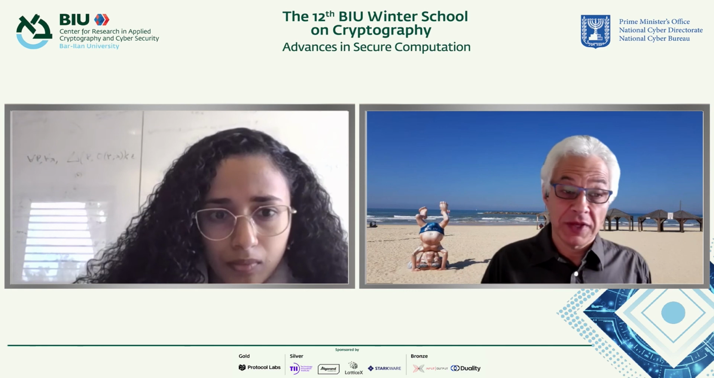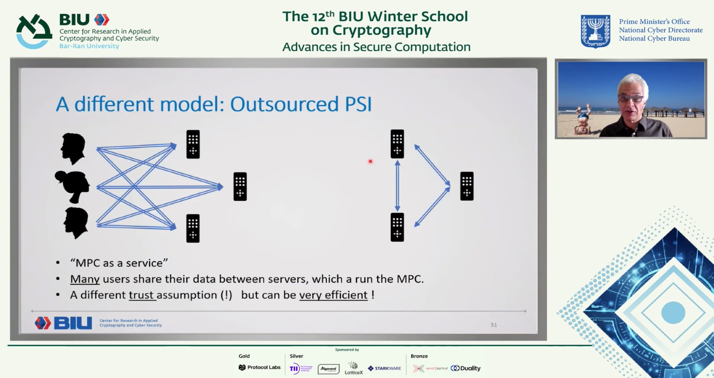Okay. So here we are, and something I did not describe is a completely different model for PSI: outsourced PSI. Suppose there are many parties, and they don't want to compute PSI themselves. Each one of them shares his or her input between, say, 3 servers, and then the servers compute PSI between them, the intersection or other kinds of analysis. This is a completely different model. It's a different trust assumption. I don't trust myself, I trust that these servers do not collude, but the resulting protocols can be very efficient.